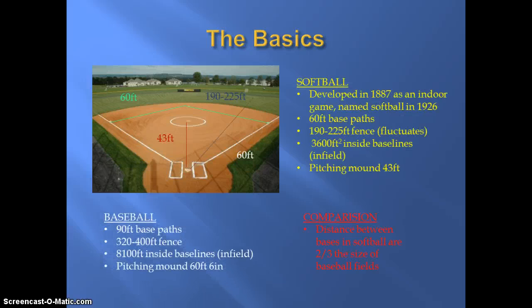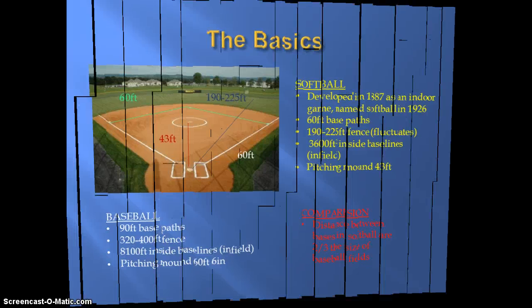The basics. The distance from each base to the next is 60 feet, and the distance around the bases from home to home is 240 feet. The distance from the pitcher's mound to home is 43 feet. The distance from home to the fence is between 190 feet and 225 feet. The softball field is 2/3 the size of a baseball field.